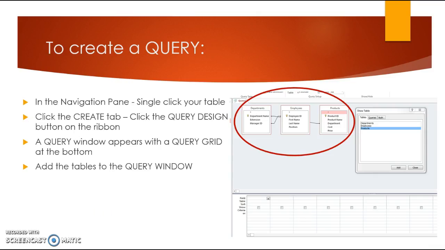Now, we looked at creating queries yesterday, and I just want to take us through that again. In the navigation pane, I'm going to have you single click on the table name, and then click the Create tab and click the Query Design button, and a little query window opens up. The window part is at the top and the grid part is at the bottom. So we're going to add the table names into the top part, or the window, and then we're going to add field names down below in the grid.